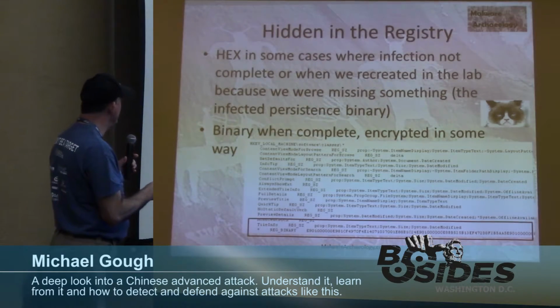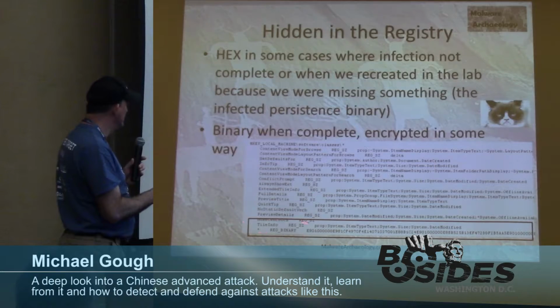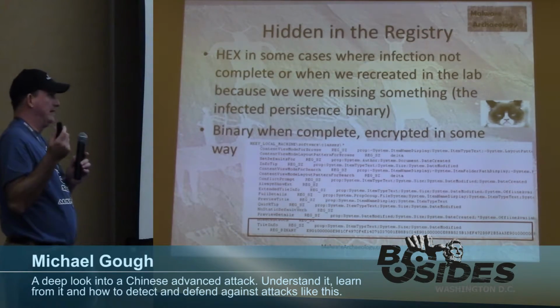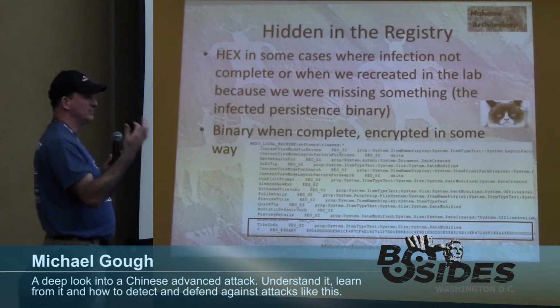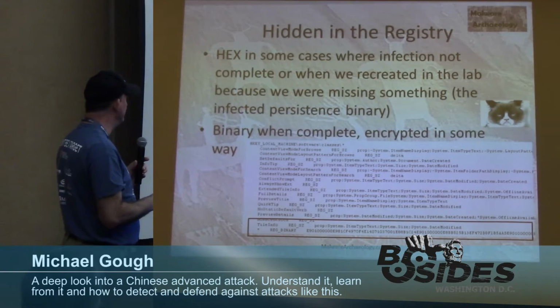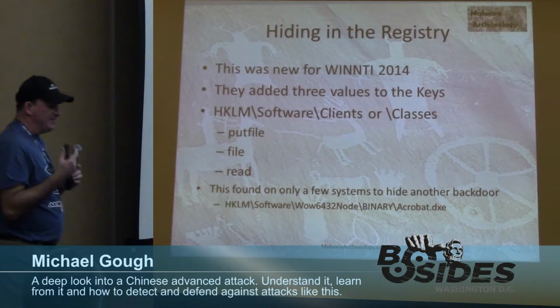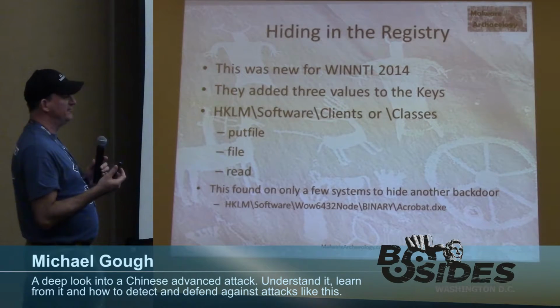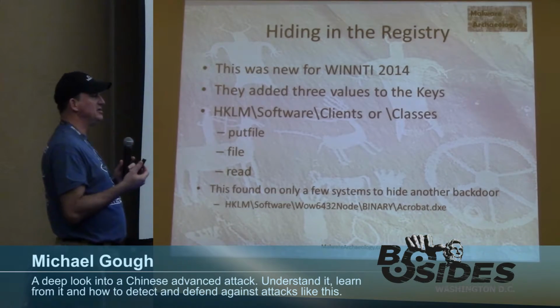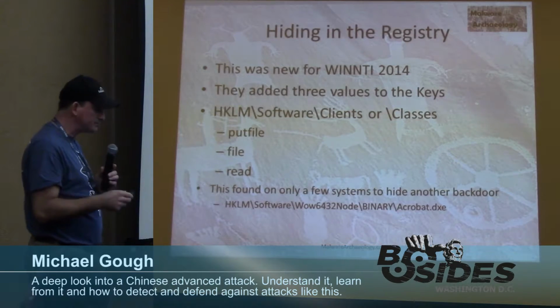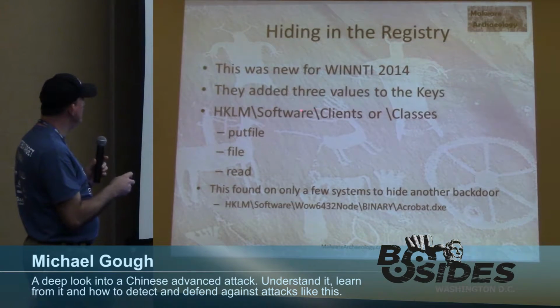And so that led us to the fact that in this case, here's the big long script. That's what it looks like when you're looking at it. I don't know what that means. So you have to start trying to get clever and figure out how to harvest it. This was new. They've never seen this before, and it led us to actually changing some of our behavior in doing IR. They added 3 new keys to the registry.